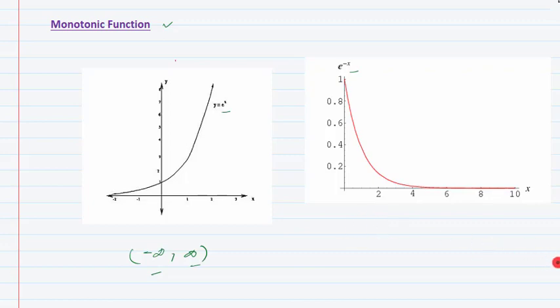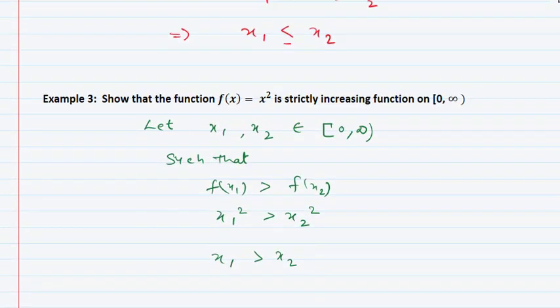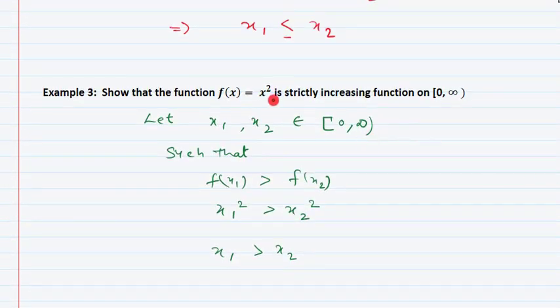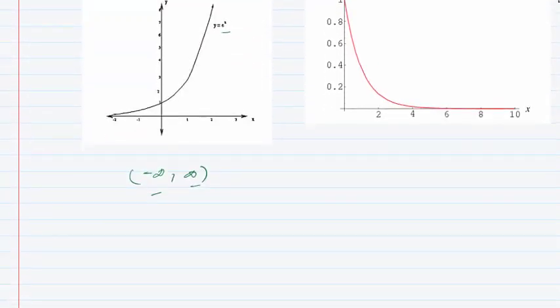Similarly, as we just took the examples of these two, f(x) = x² is strictly increasing on 0 to infinity. So we can also say that f(x) = x² is a monotonic function for the given interval 0 to infinity. And similarly, we can say for this function, which is monotonic for the given interval minus infinity to 0. So I hope you understood what is the meaning of monotonicity of the function.